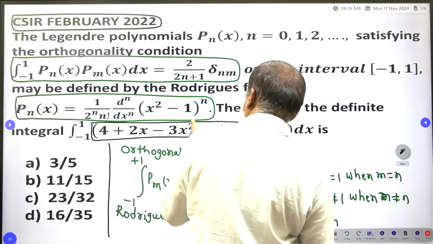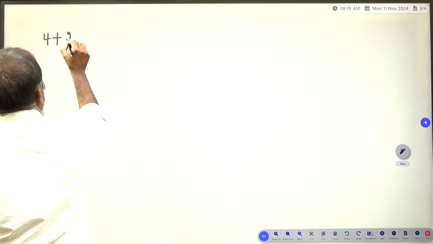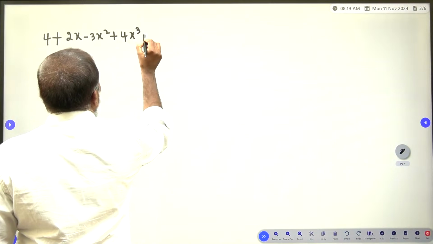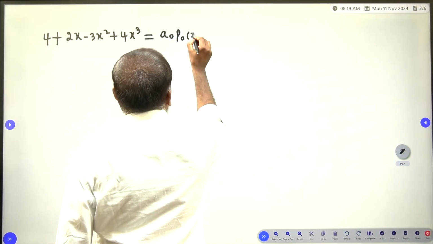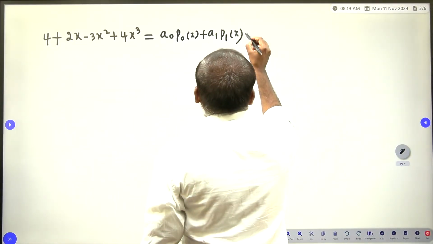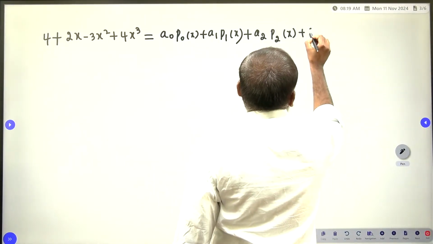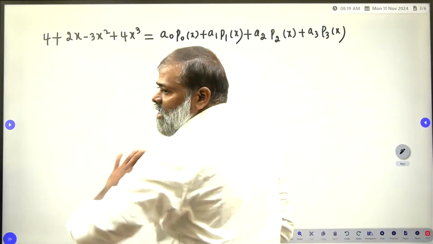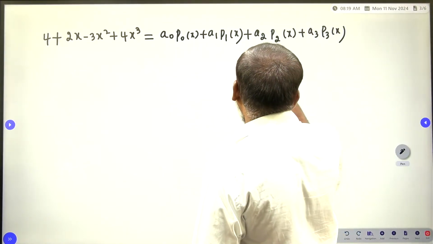4 plus 2x minus 3x square plus 4x cube. This value is equal to a0 into p0 of x plus a1 into p1 of x plus a2 into p2 of x plus a3 into p3 of x, I am writing. That is the equivalent. Left hand side and right hand side I want to equate. I have to calculate the values a0, a1, a2, a3.